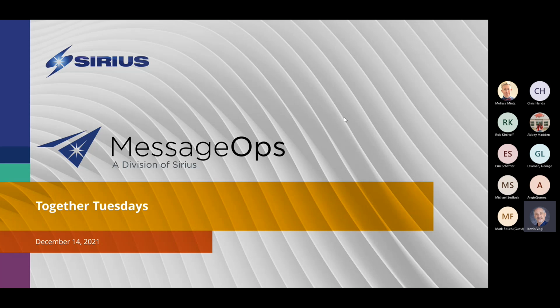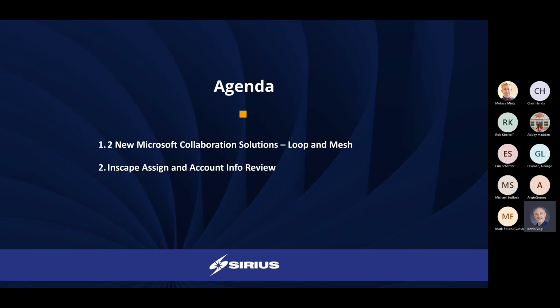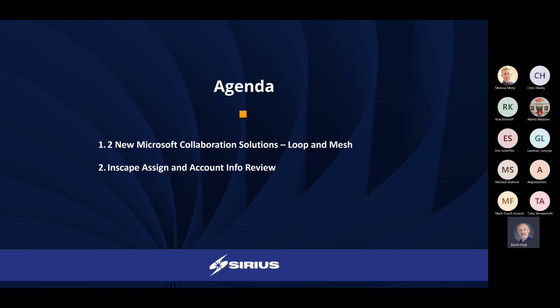And today we're going to be covering a few new things, one from Microsoft and one from MessageOps. And let me just flip the slides here. So I have a couple new things, new collaboration tools that Microsoft is actually going to be offering next year. And next year really isn't that far off. I mean, we're now on the 14th. So we have just 3 weeks to go before we're in 2022.